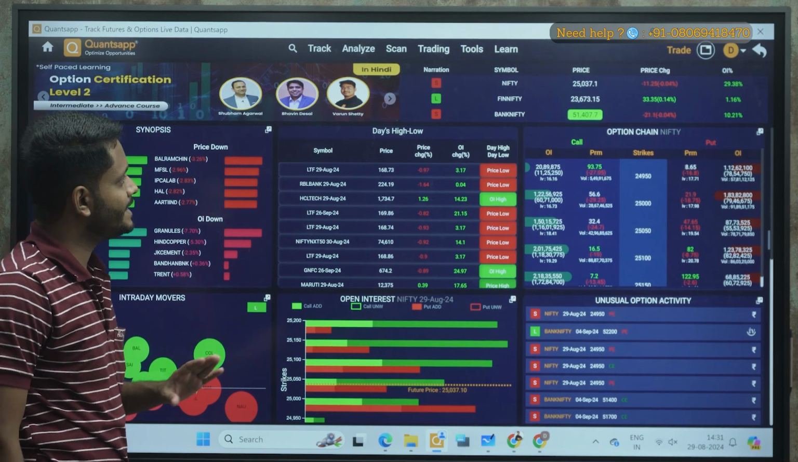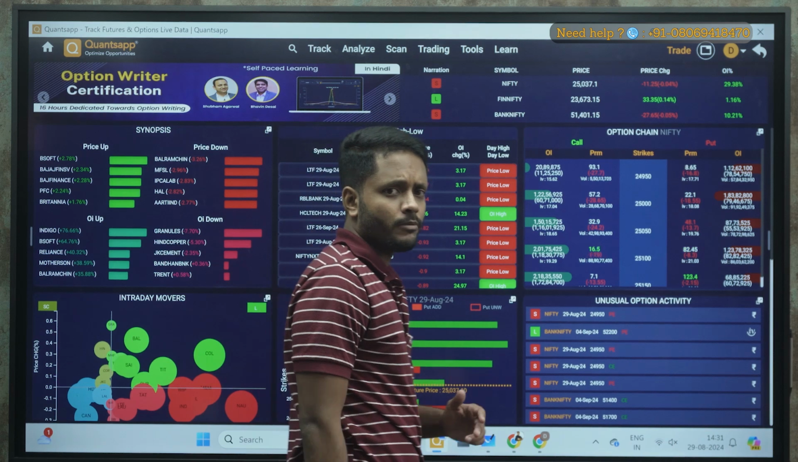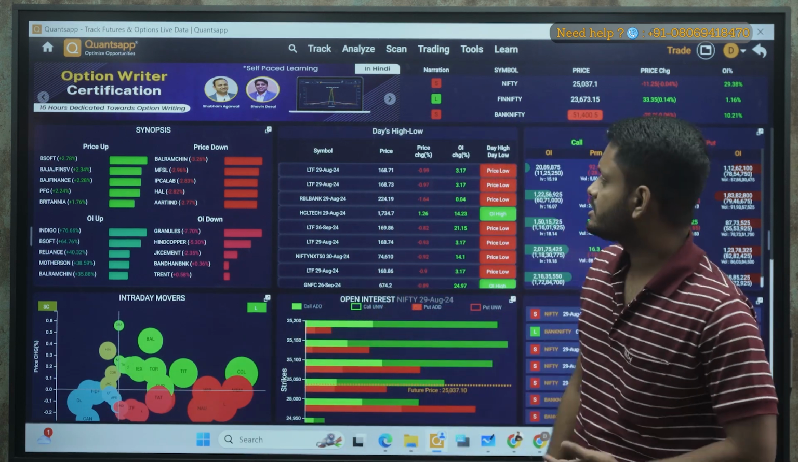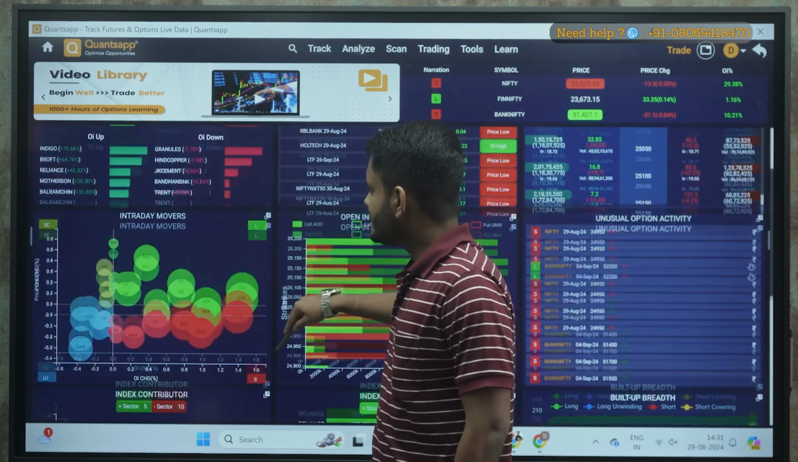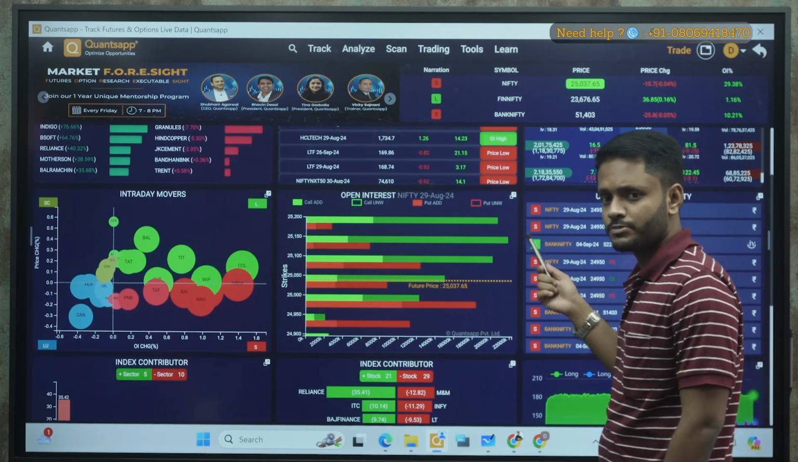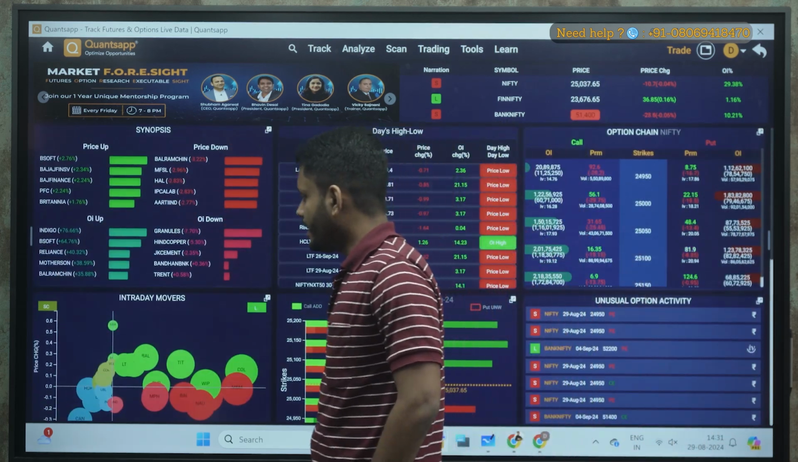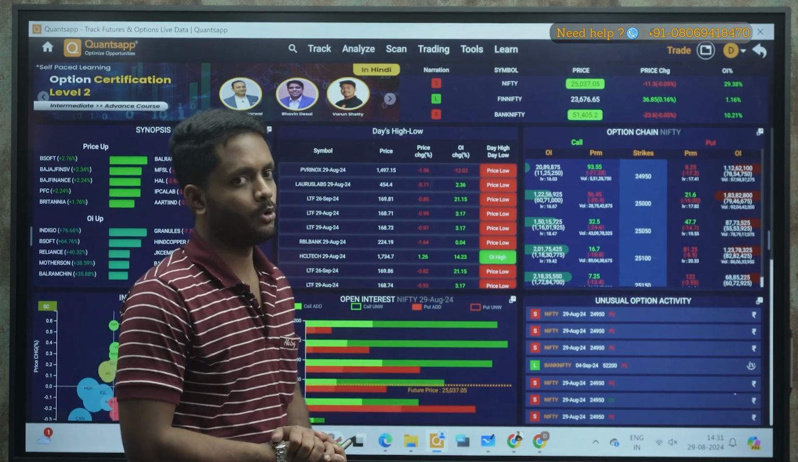So you can easily get an overall bird's eye view, like whether Nifty is having a long build up, short build up, or long unwinding is going on. Apart from that, there are many fancy indicators over here like synopsis, days high low, option chain, unusual option activity. This will definitely help you to improve your trading. You can install this application and explore more about it.